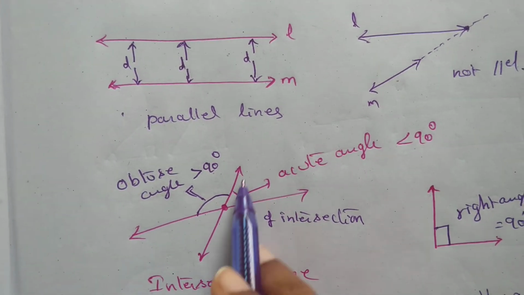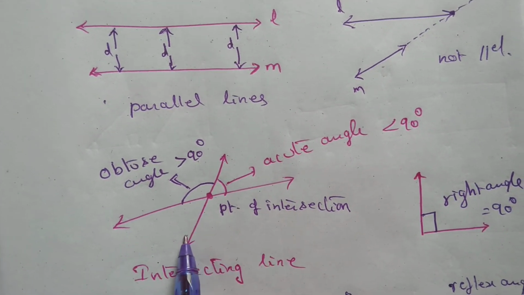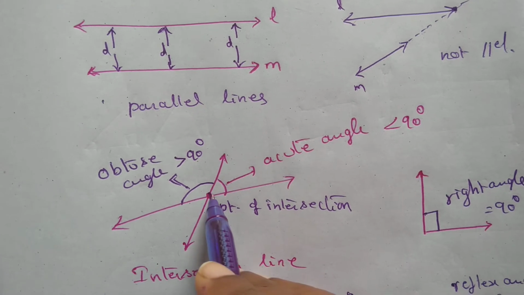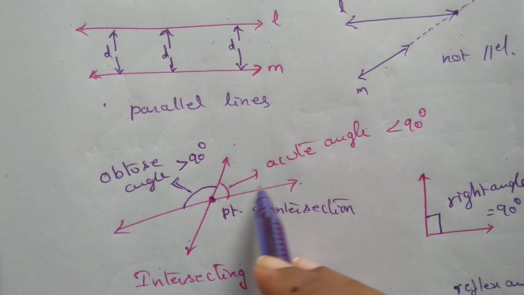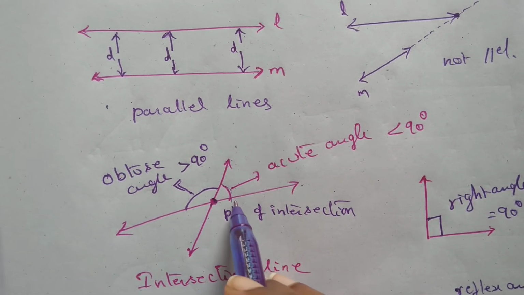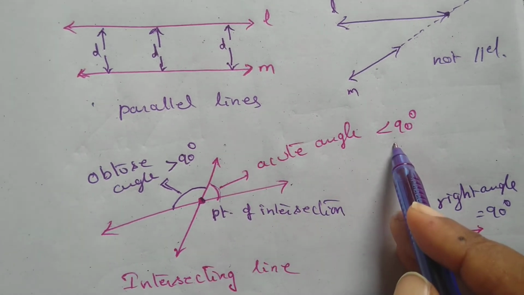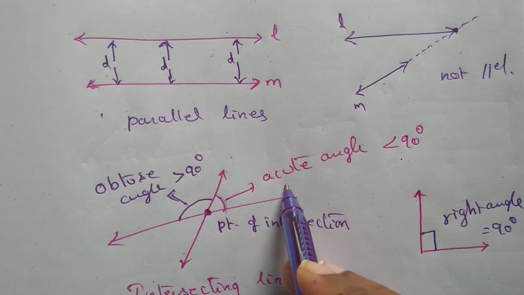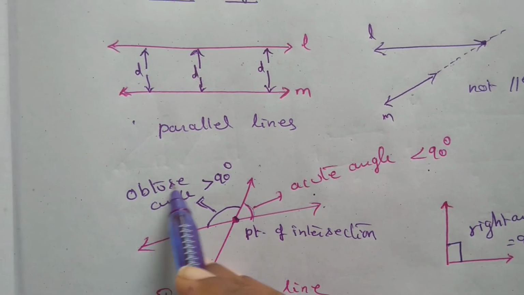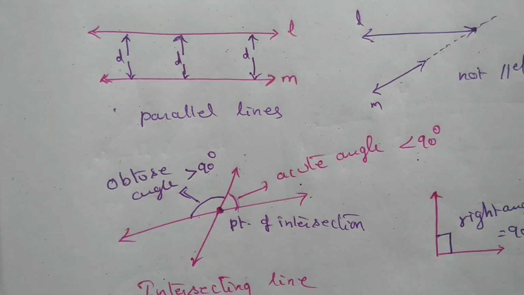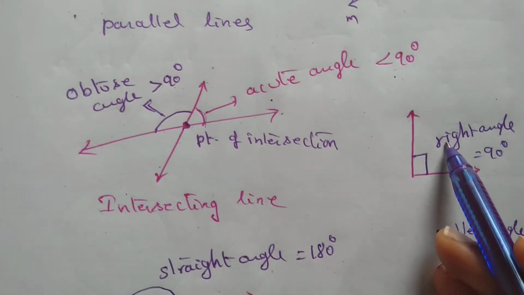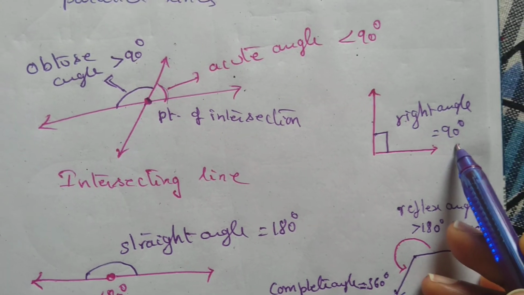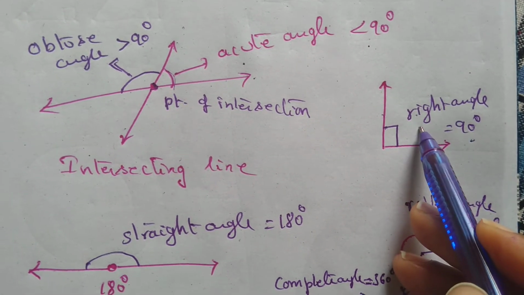And now coming to this, these two lines are intersecting. You can say that from the starting point, this is one ray and this is another ray. There is an angle between these two. This angle is less than 90 degrees, hence called an acute angle. If an angle is greater than 90 degrees, it is an obtuse angle. If the angle between two rays is exactly 90 degrees, then this is a right angle.